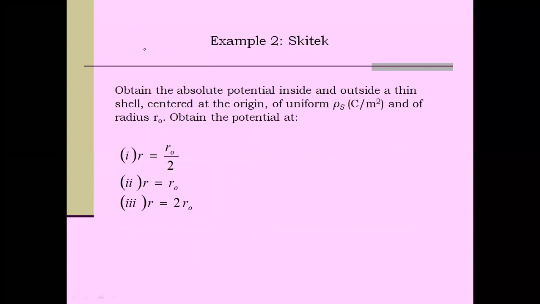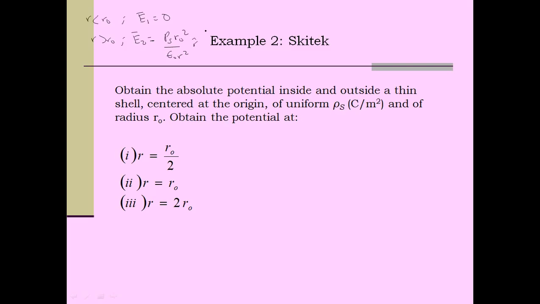So if I can recall the equation of the E field, for R less than R naught, we have E1 equals 0. For R bigger than R naught, we have E2 equals rho s R naught squared divided by epsilon naught R squared, in the direction of R. Okay, so we sketch again the spherical structure to answer question 2 just now.